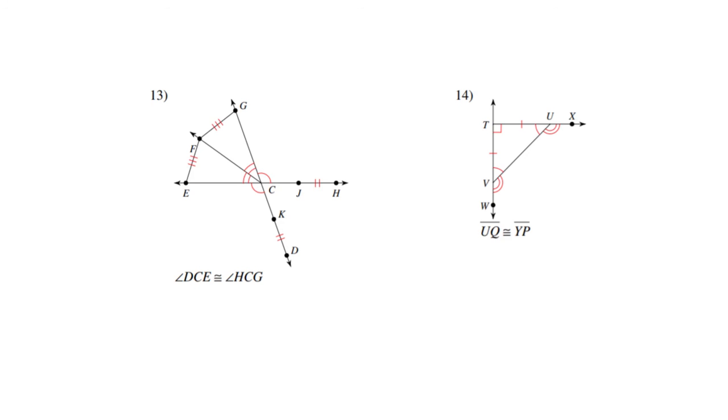Good. All right. Last two. Angle DCE, just drew it in blue, is congruent to HCG. I'm going to draw that one in green. HCG. So they would have to be marked with the same number of swoops, and they both have one swoop. So yes, this is true. Last one. UQ. There's not even a Q on the diagram. Is congruent to YP. Those letters aren't even on there, so that's an obvious no.